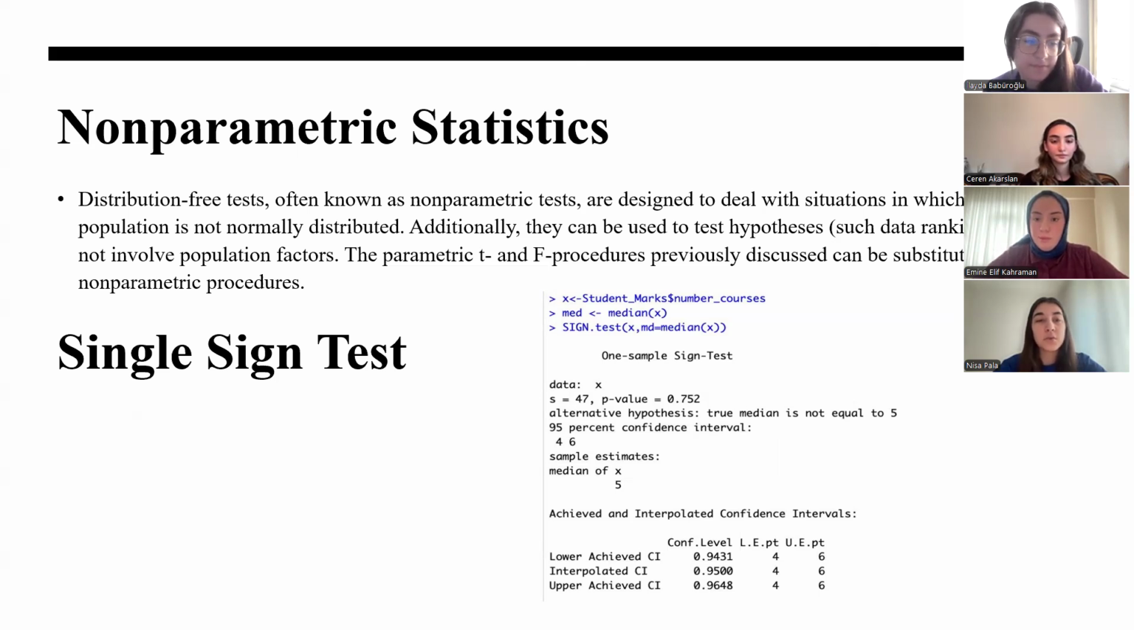Since many responses were close to 5 and the p-value was 0.752, we don't have strong evidence to suggest the median is different. Therefore, it's likely that the true median is indeed 5.